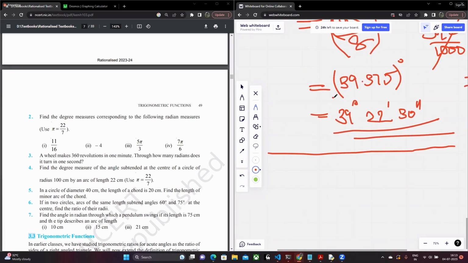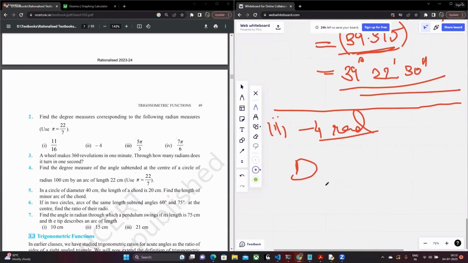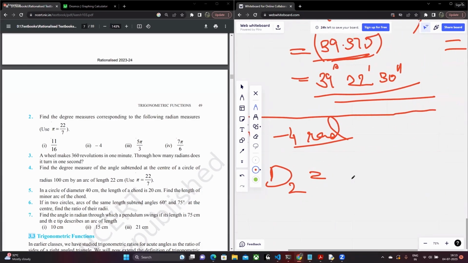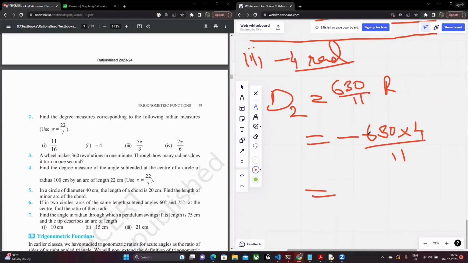Again, reminding you that you should not leave decimals in degrees. You have to convert it to minutes and seconds, if so, right? Suppose you have -4 radians, right? Since I have the formula D is equal to 630 divided by 11 times R, right? I'll directly substitute this in R. This is going to be minus 630 into 4 divided by 11. That is going to be what?